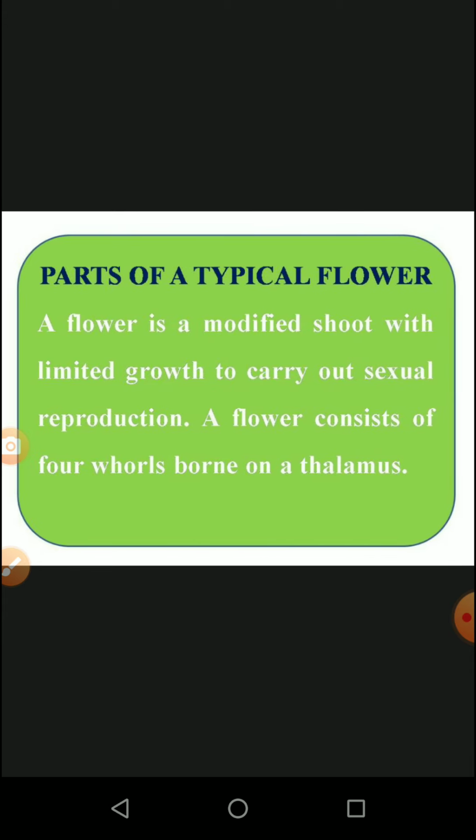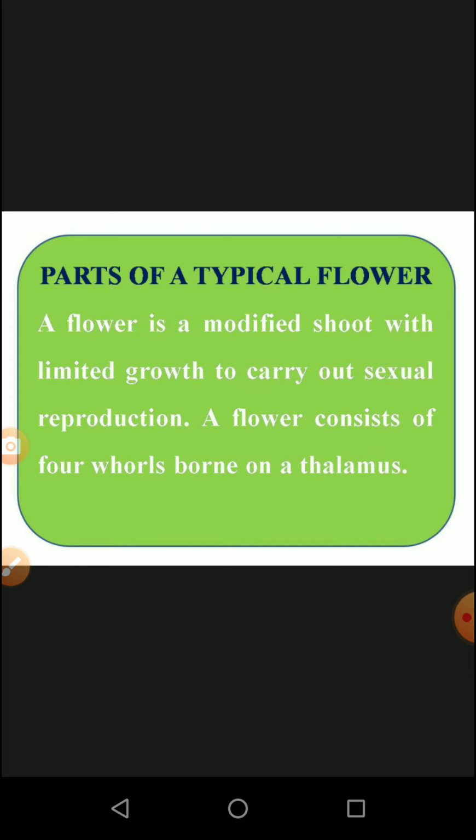The parts of a typical flower: the flower consists of four important parts. One is called calyx, number two is corolla, number three is androecium, and number four is gynoecium. The flower is a modified shoot with limited growth to carry out sexual reproduction, in the form of modified sex organs. A flower consists of four whorls: androecium, gynoecium, calyx and corolla. The calyx is green in color and attached to the plant, and the corolla is in the form of petals, a colorful attraction.